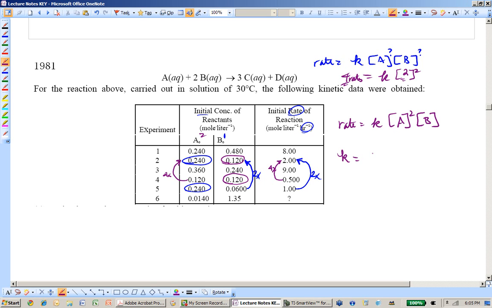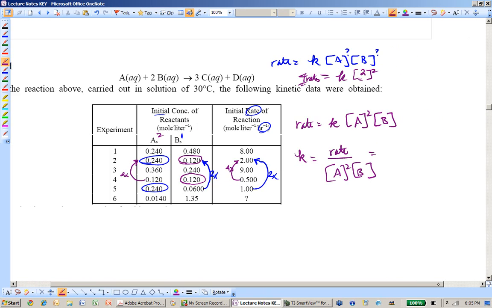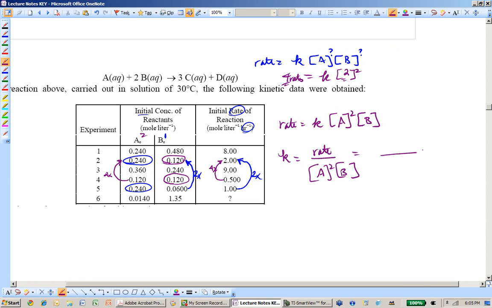K is going to be equal to rate divided by A squared. That is a really ugly A. That's better. B. I'm going to put in actual numbers here in a second, but I'm going to come out with a number. It's going to have the time unit of hour in the denominator, and ask yourself this question: what is overall order of reaction?